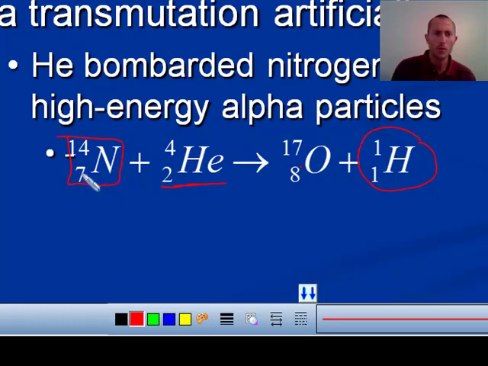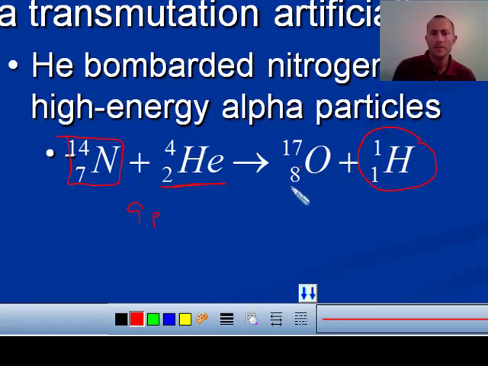And it's important to note in this reaction that our conservation laws still hold. Over here we start out with 7 protons in the nitrogen, 2 protons in the helium, and so we have a total of 9 protons.